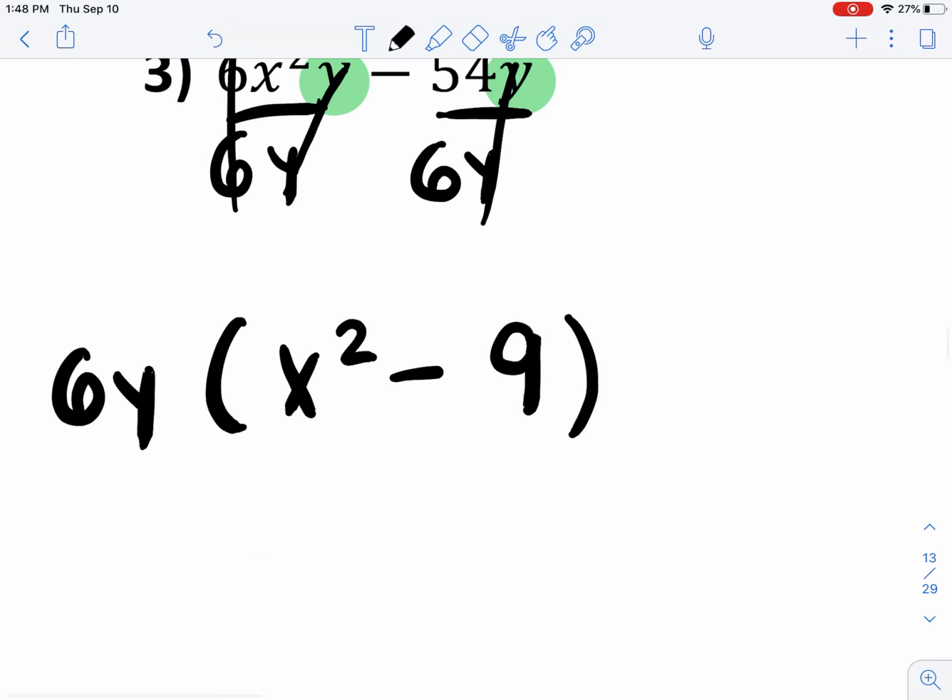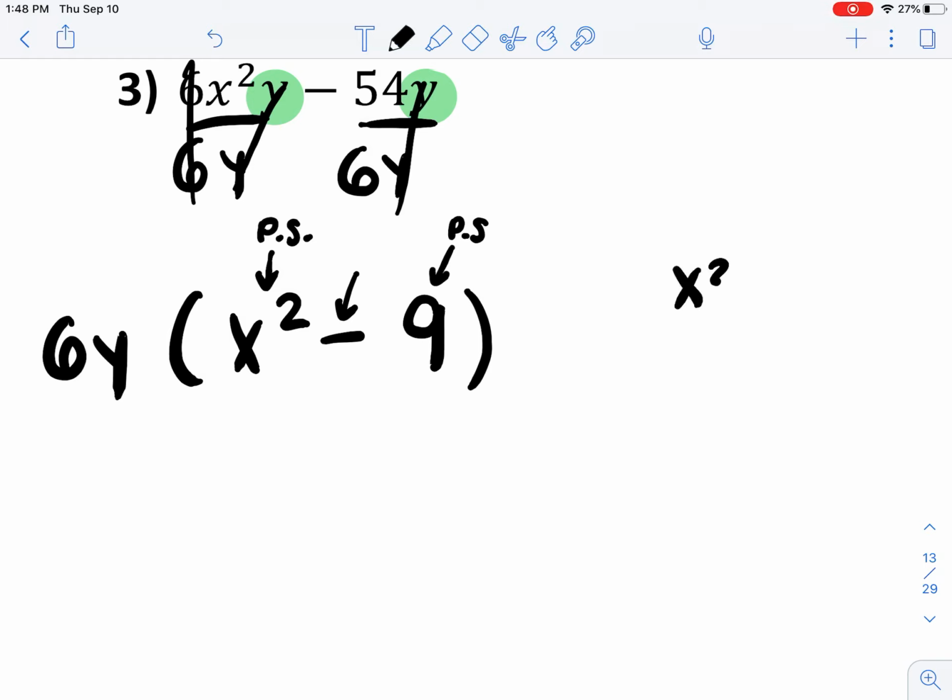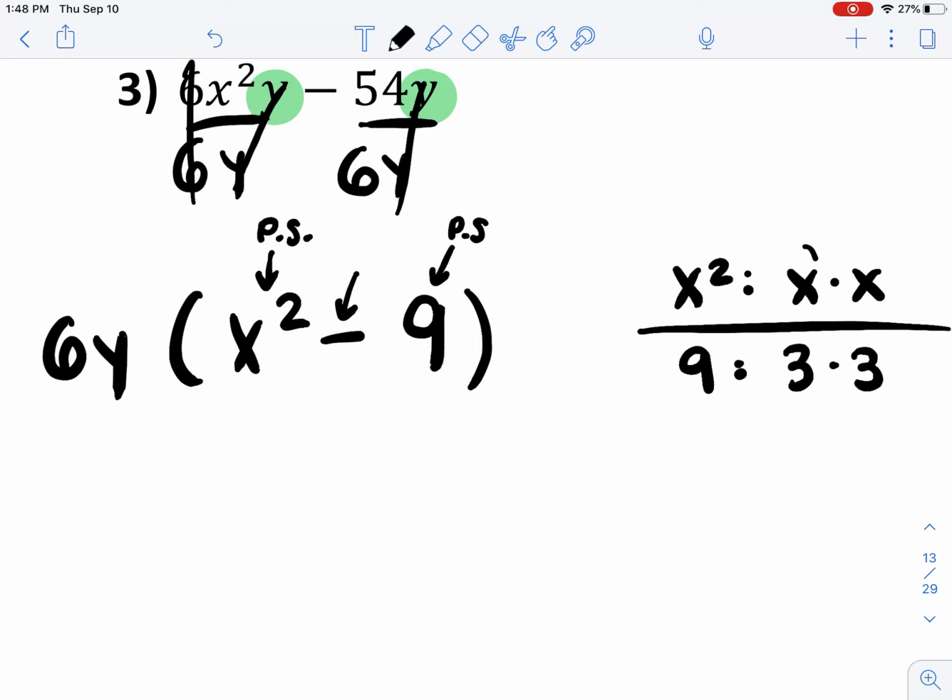Well, in order to have DOPS, we need a minus sign, and we need perfect squares. I have a minus sign, and I have perfect squares, which means this is DOPS, so I can break this down on the side if you recall DOPS from notes 0.2. My x squared, my minus sign, my 9. X times x is x squared. 3 times 3 is 9. So if I put these together, I have x plus 3, x minus 3.